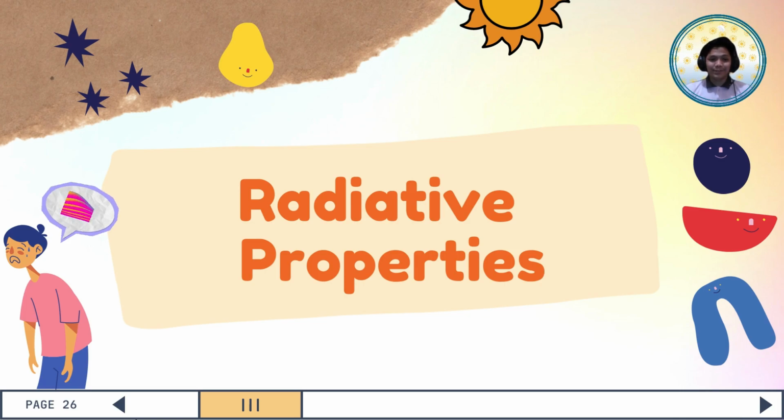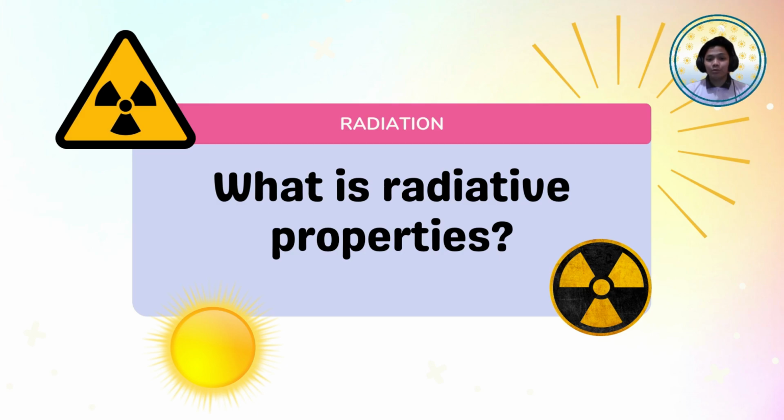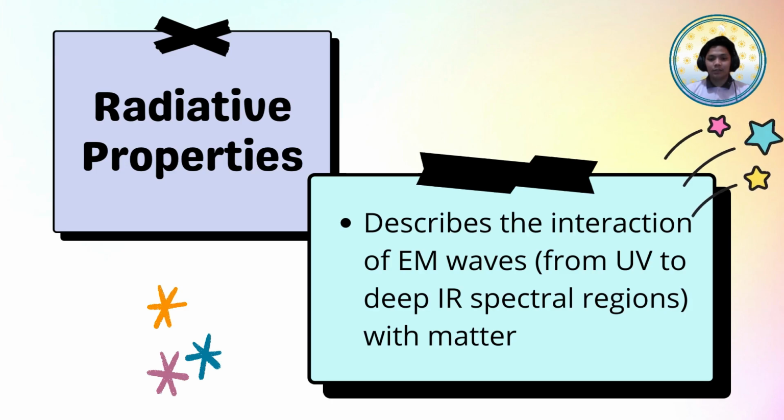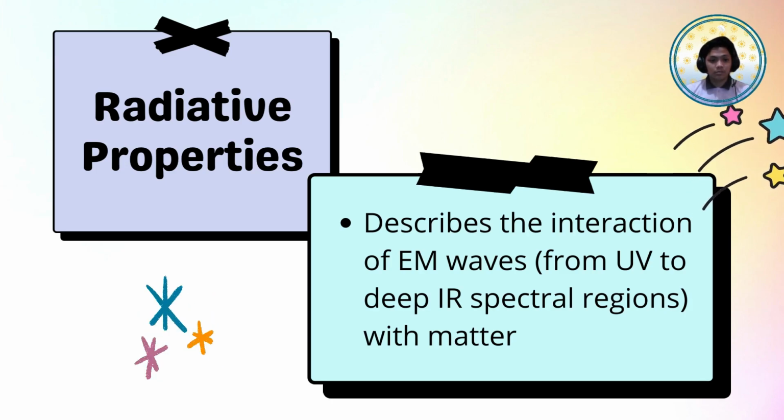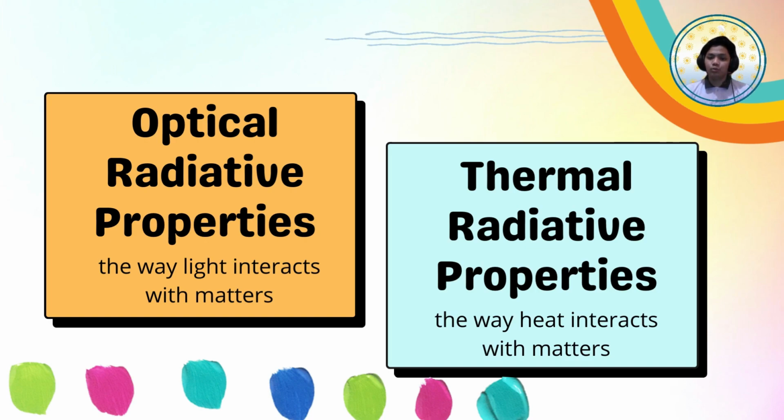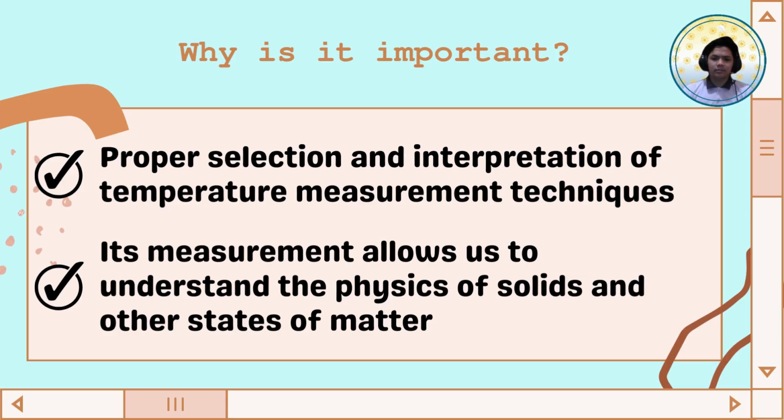Thank you, Noaim. Now, let's dig a little deeper with radiative properties. What do we really mean when we say radiative properties? Radiative properties are the fundamental physical properties that describe the interaction of electromagnetic waves ranging from the ultraviolet to the deep infrared spectral regions with matter. It can be broadly classified into two: the optical radiative properties, or the way that light reacts with matter, and thermal radiative properties, or the way that heat interacts with matter. But why is it important?